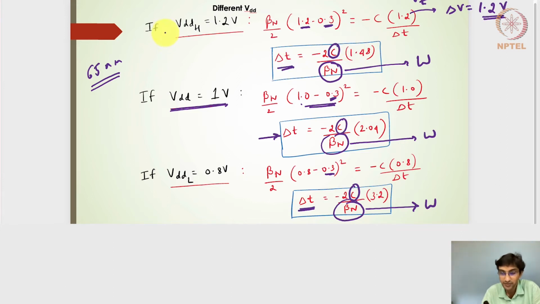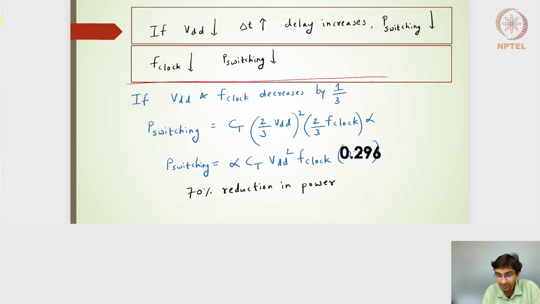So the higher the VDD value, the lower the delta T, and the lower the VDD value, the higher the delta T. But a lower VDD value will definitely reduce the power, and will reduce the average energy delivered by the VDD rail, but it will have an impact on the delay. Right, so what it means is, if VDD decreases, the delta T increases, the delay increases, but the switching power, or the dynamic energy or dynamic power, is going to decrease.